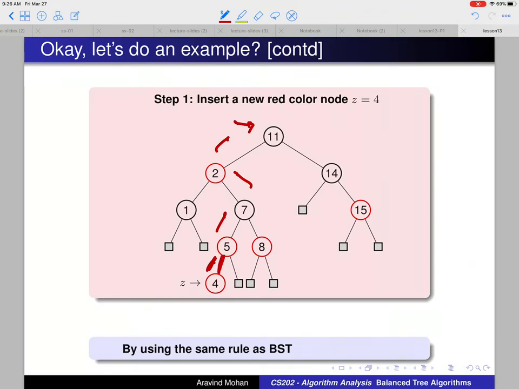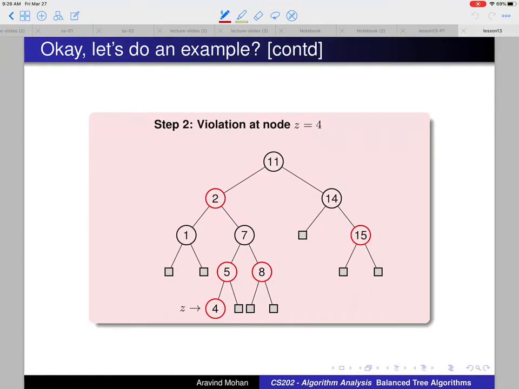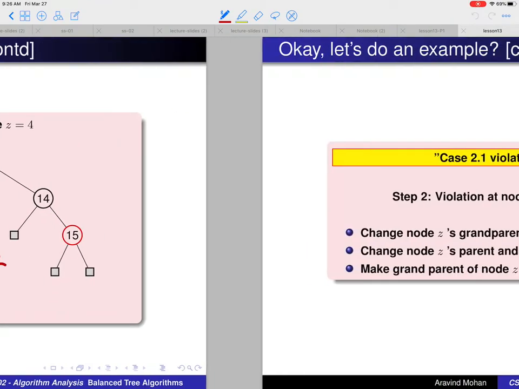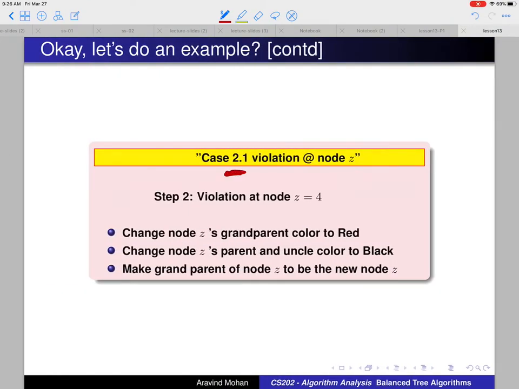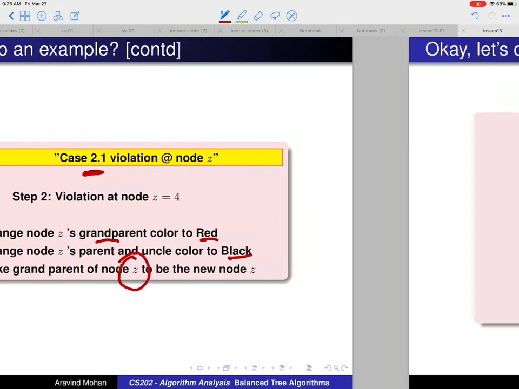But keep in mind, there is a red-red violation right here, right? So that is what we are talking about. So we want to fix that violation because it is a red-red kind of violation. So first things first, we need to identify what's going on with that particular node 4, right? So node 4 is Z, uncle is red, so thereby we know that it is case 2.1, right? So the violation is at node Z, uncle red, so simply we need to change the grandparent color to red, parent and uncle become black, and then elevate the grandparent to be the new Z.